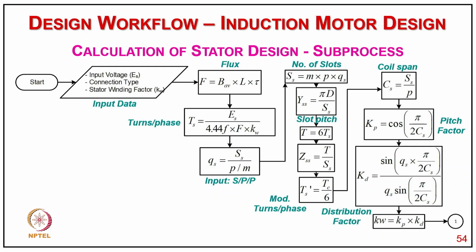Then the calculation sub process, starting from input voltage, connection type, and winding factor. We go to calculation of flux, the average B into L into tau, then the number of turns, E upon 4.44 f into Kw, then the slots per pole per phase, total number of slots, then poles and slots per phase calculated. The number of total slots should be an integer value, so it should be a multiple. Then the slot pitch, pi D upon Ss, then we calculate the number of total turns, the conductors per slot, and the total number of conductors. We divide by 6 so that we get the effective number of turns properly. Then calculate the coil span according to pole pitch, then the pitch factor, that is cos of pi upon 2 times pitch, then the distribution factor according to distribution of winding, and then the winding factor Kp into Kd.